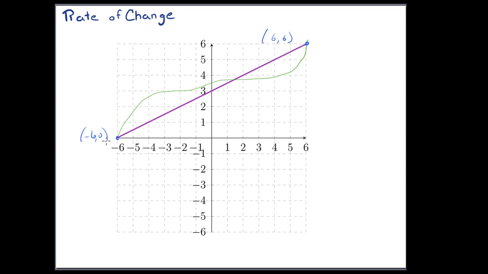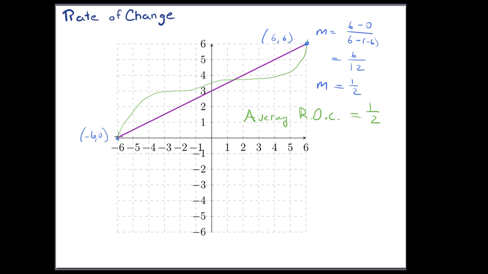negative 6, 0. So the rate of change for this purple line is 6 minus 0 over 6 minus a negative 6, which is 6 over 12, or 1/2. So that means the average rate of change for that green line is also 1/2.